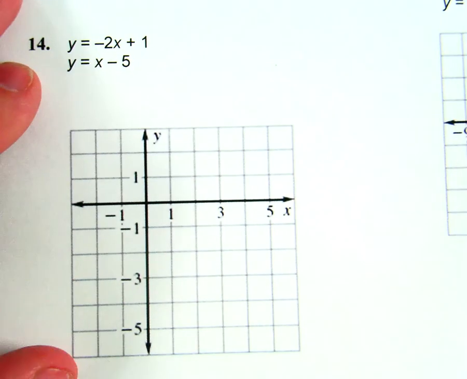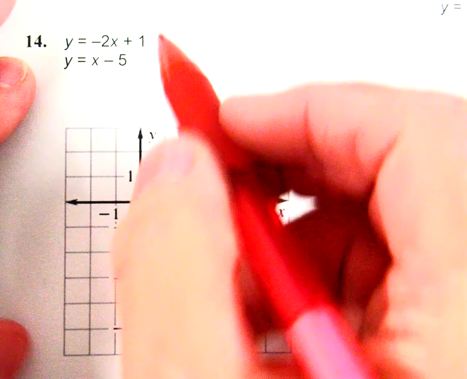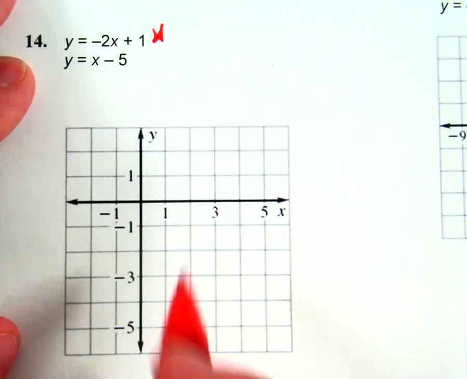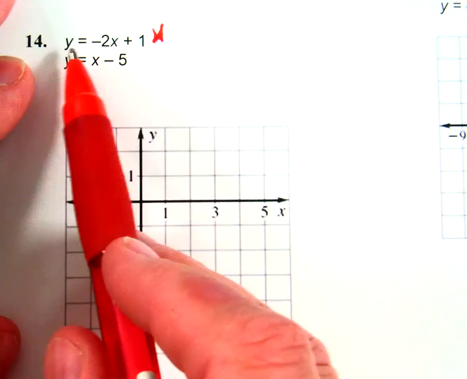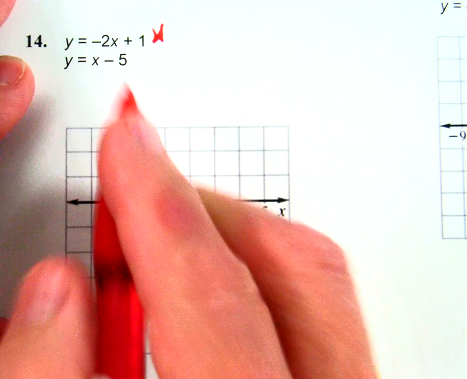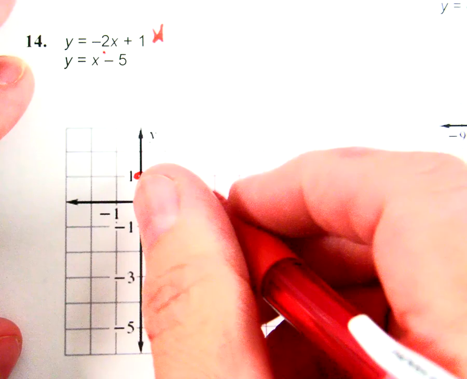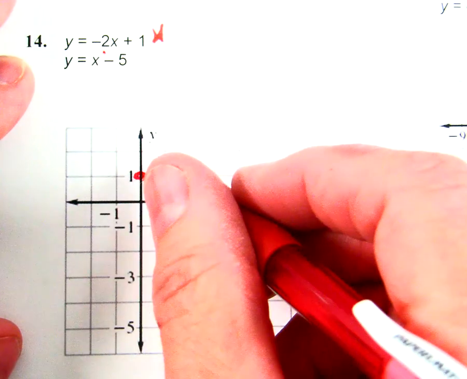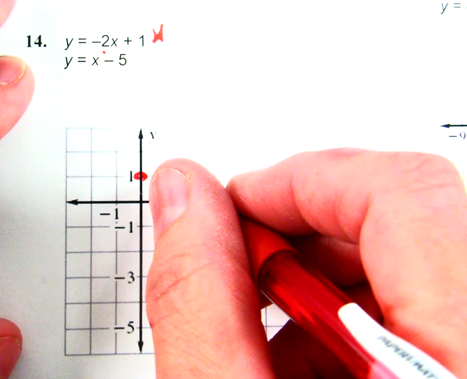So here we have, oh, this is back to slope-intercept form. So I'll start with the intercept. Okay, it's y equals negative 2x plus 1. The intercept is positive 1. The slope is negative 2. y equals mx plus b. So what I will do then is over 1, down 2, over 1, down 2. Draw my line.